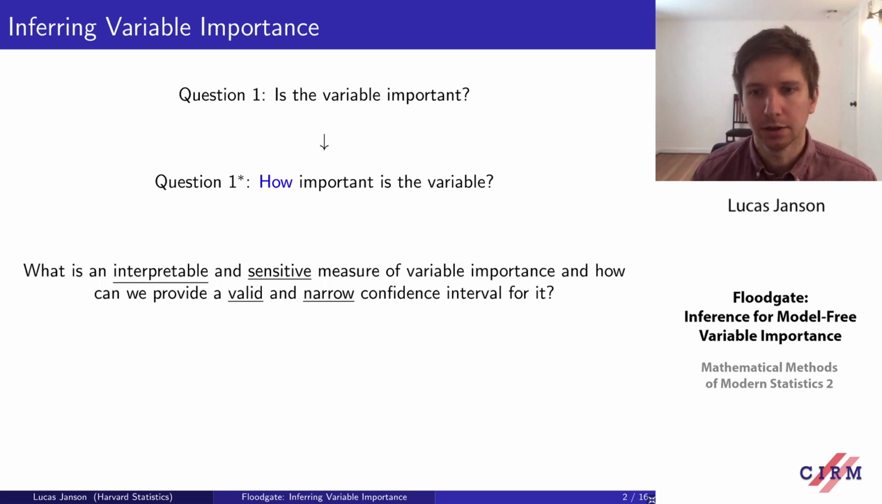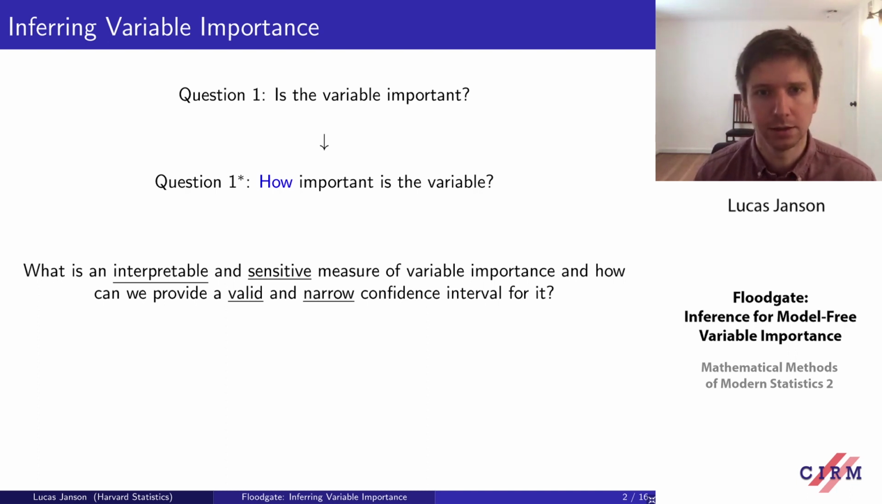So in particular, the goal at a high level is that if I'm in some sort of complex regression setup where y depends on the covariates in a complicated way that I don't really understand, I want to know more about it. What I really want is some sort of interpretable but sensitive measure of variable importance. And of course, I want to be able to do inference for it, and I want that inference to be valid, and I want my inference, say, a confidence interval, to be as narrow as possible.